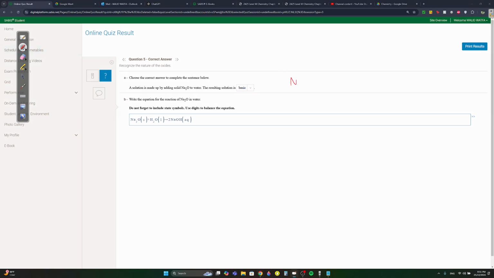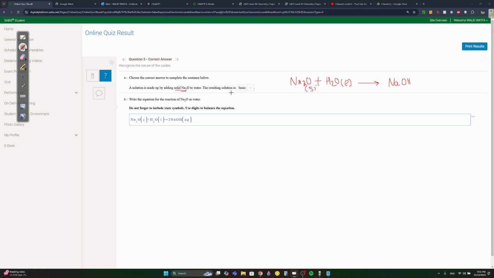Okay, it's very easy, guys. Na2O, obviously, plus H2O liquid is aqueous. Oh, no, sorry. It's solid Na2O. To produce, you're going to get a base, right? What's the base of Na? It's obviously NaOH.